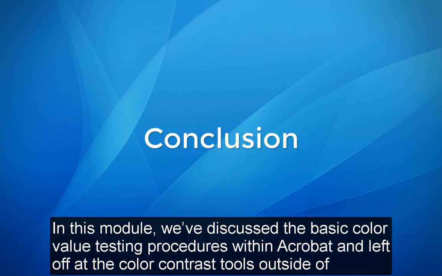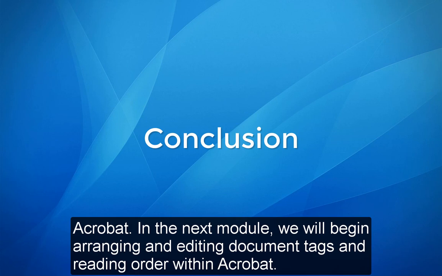Conclusion. In this module, we've discussed the basic color value testing procedures within Acrobat and left off at the color contrast tools outside of Acrobat. In the next module, we will begin arranging and editing document tags in reading order within Acrobat.